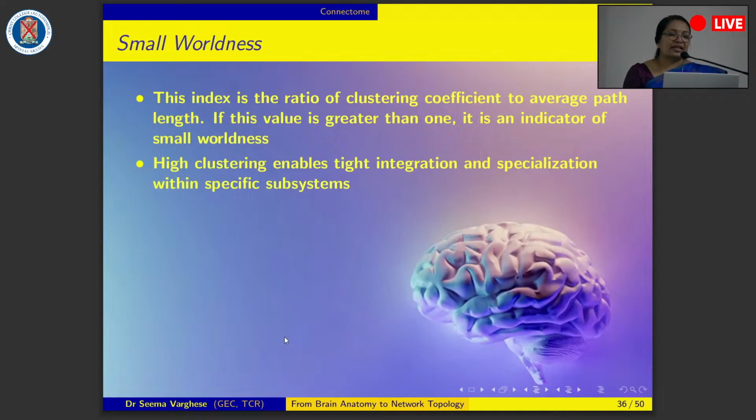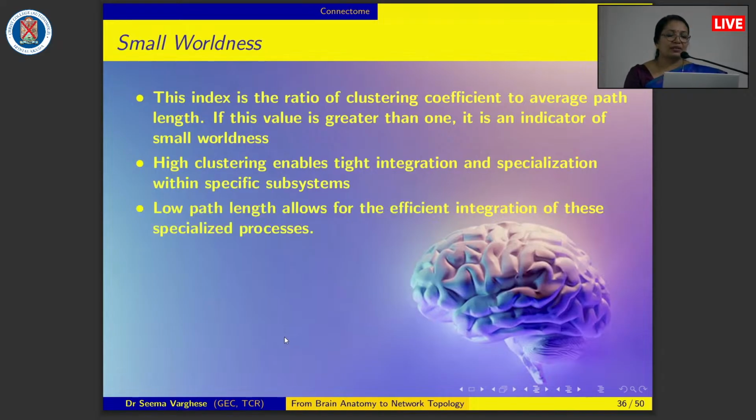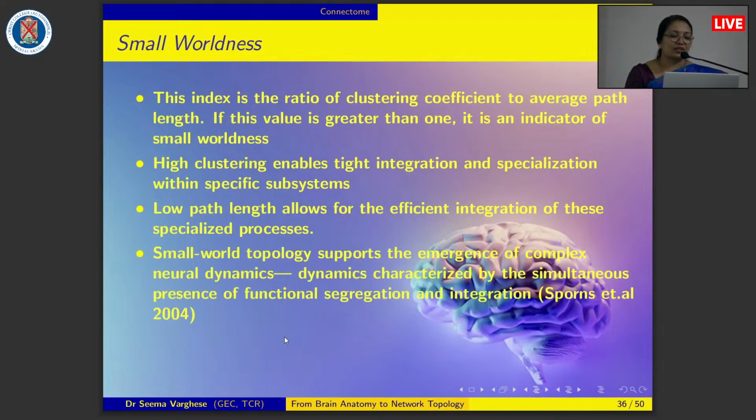So high clustering means tight integration and specialization within subsystems. And low path length allows efficient integration with the specialized processes. So small world topology supports the emergence of... so in a brain, you don't have complete networks, but you have something which has an optimal clustering coefficient and optimal small-worldness. So these properties are together.